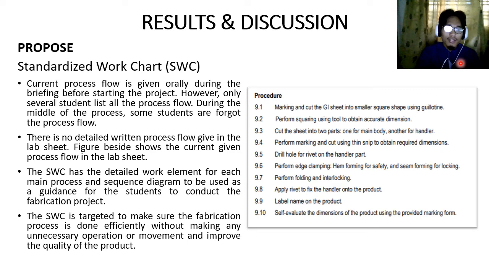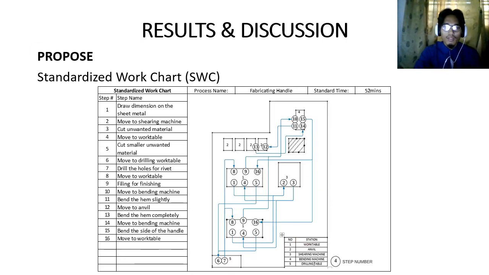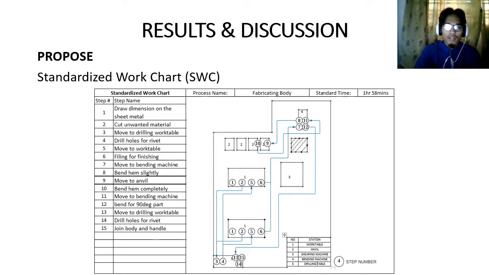The SWC is targeted to make sure the fabrication process is done efficiently without making any unnecessary operation or movement and improve the quality of the product. This figure shows the SWC for metal sheet preparation. In this SWC, there are step-by-step process for the metal sheet preparation and the diagram for the movement of the students. Next, this is SWC for fabricating handle, and this one is SWC for fabricating body.